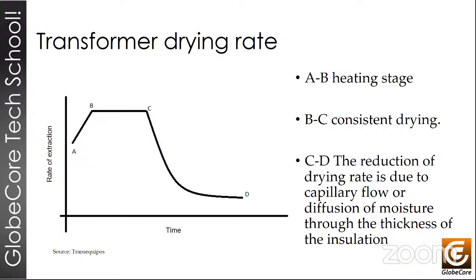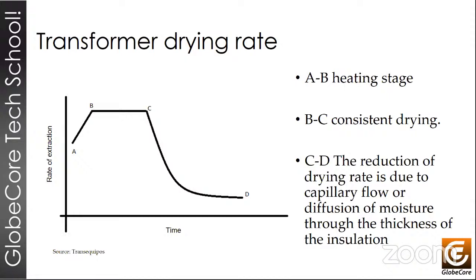This interesting curve here shows us how the processes differ depending on the subject of the process. So if we want to dehydrate and dry transformer paper, this is what happens. The water extraction rate is not linear. It runs just as shown in this plot here. The first stage, from points A to B, is the heating stage. And we have an increasing amount of water being extracted from that paper.